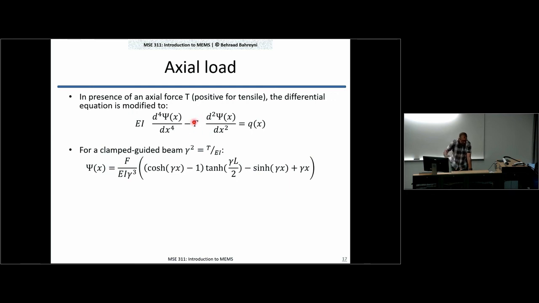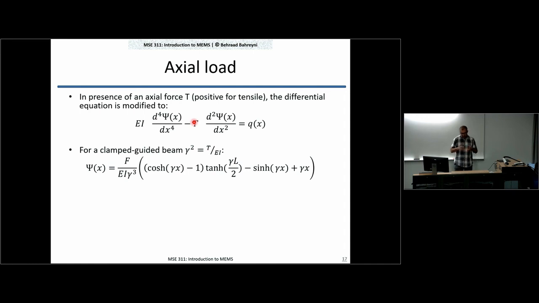This is axial load, so if this is the beam that I'm considering, I have a force that is bending it down in this plane, but I have applied T, that is either stretching or compressing this beam as well. And you should expect a change in the bending behavior of this device because of that stress. We'll talk about it when we talk about dynamics in the next lecture a little bit more.